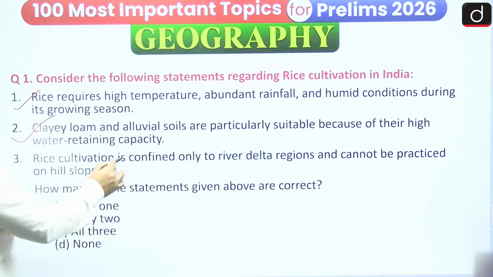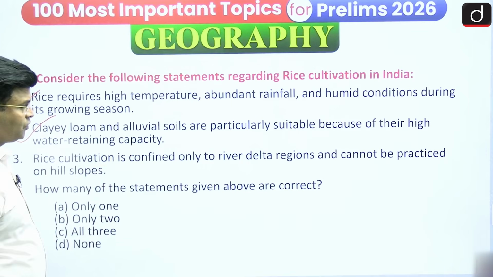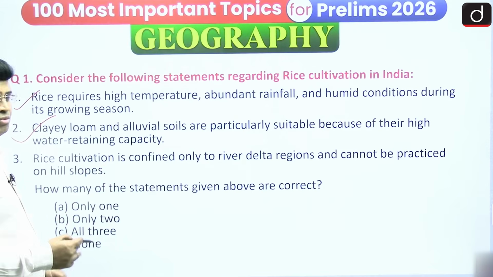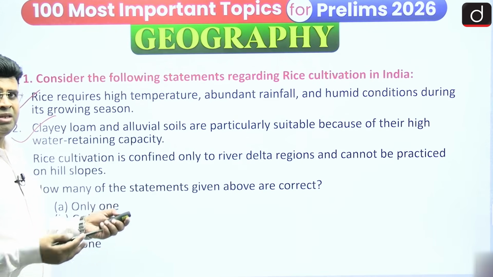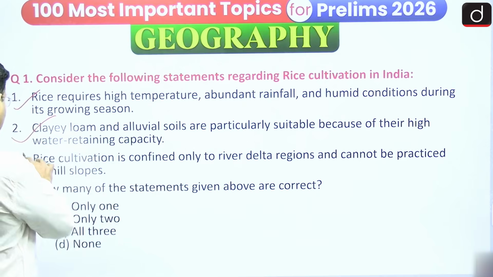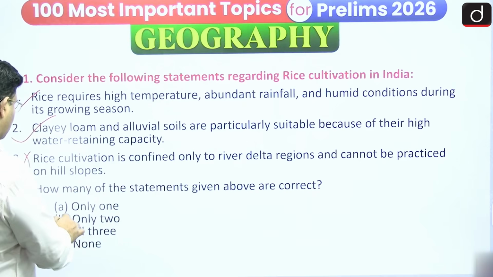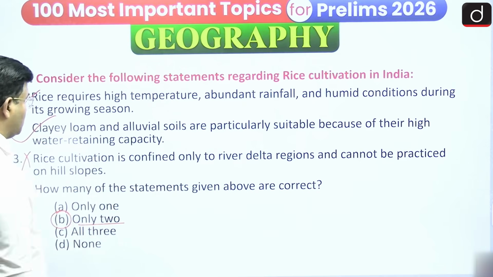Another one: rice cultivation is confined only to river delta regions and cannot be practiced on hill slopes. No, it is grown on hill slopes, meaning upland, there is lowland, there is irrigated. So this statement is wrong, and you can say that only 2 statements are correct.